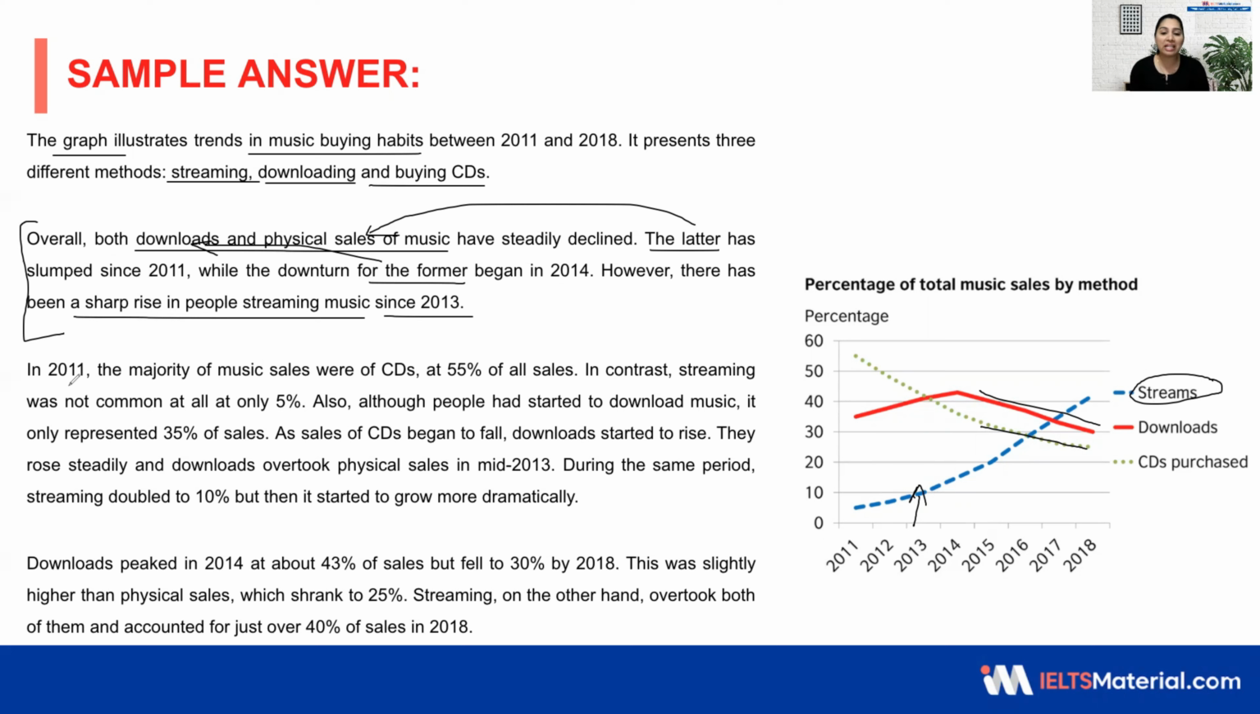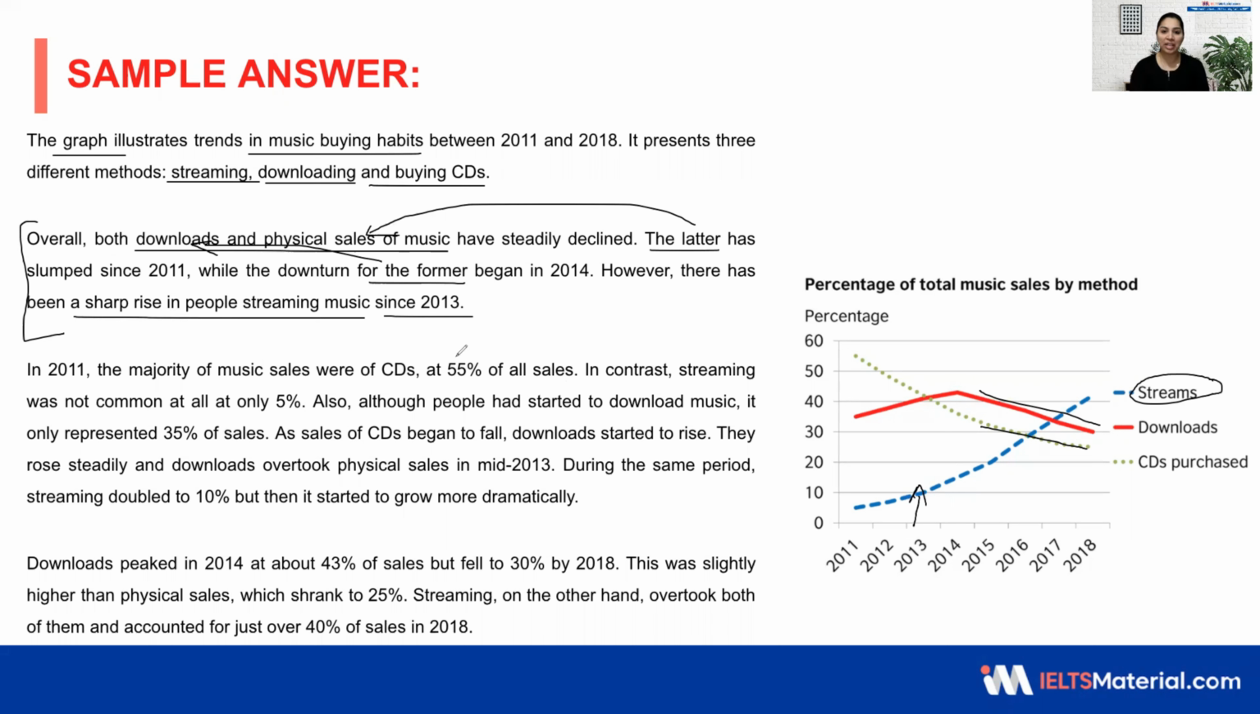Now coming to the detailed explanation, let's start with the majority of the music sales. The majority of the music sales were of CDs at 55% of all the sales, where in the explanation, I have started using the numbers. In contrast, streaming was not common at all at only 5%. So I am comparing the sales of CDs and the category of streaming, where this is showing a hike and this is at the lower trend.